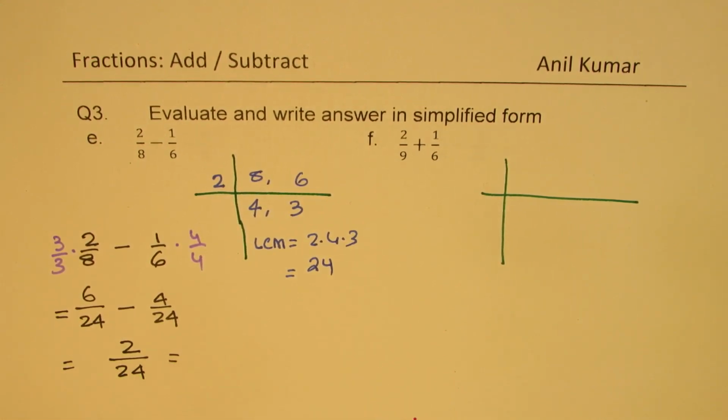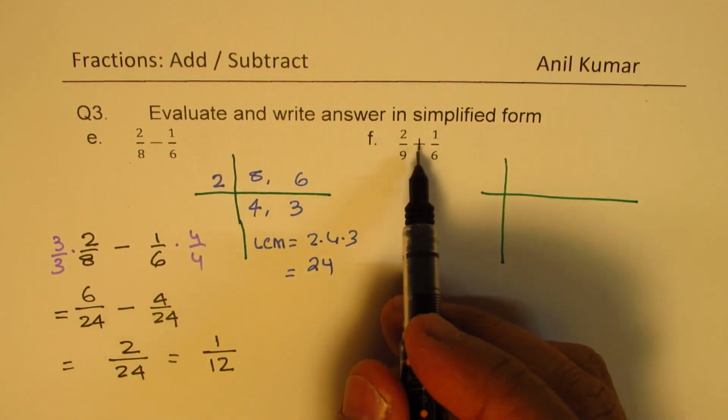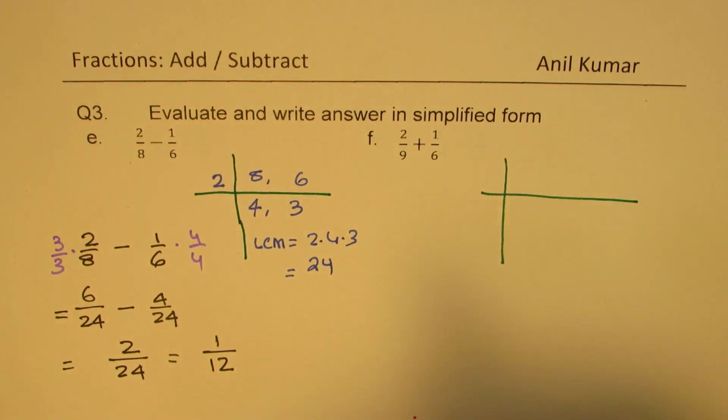Now 2 over 24 has a common factor of 2, so I could divide both by 2 and write the answer as 1 over 12. Is that clear to you? Perfect. Let's try to do the next one using the same strategy.